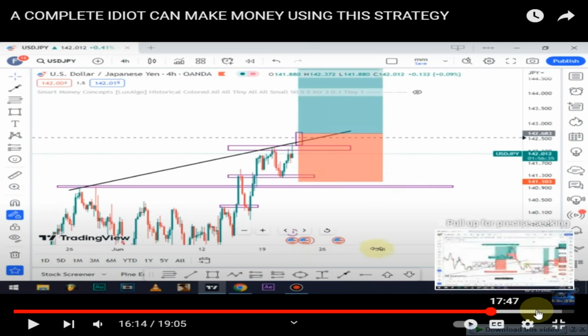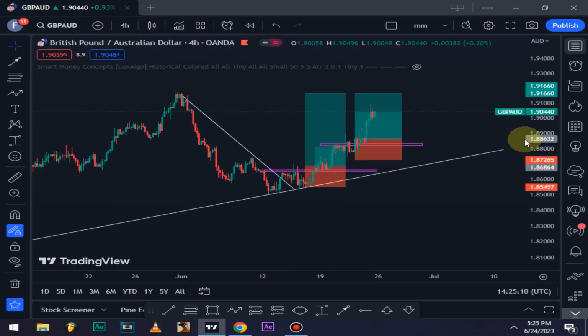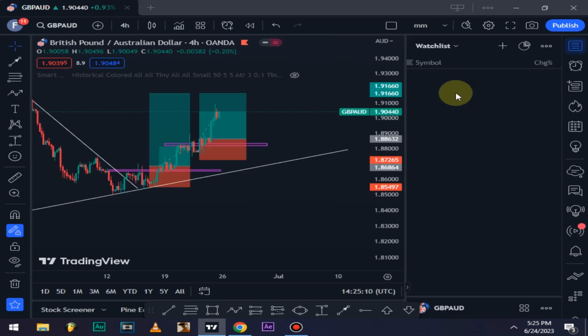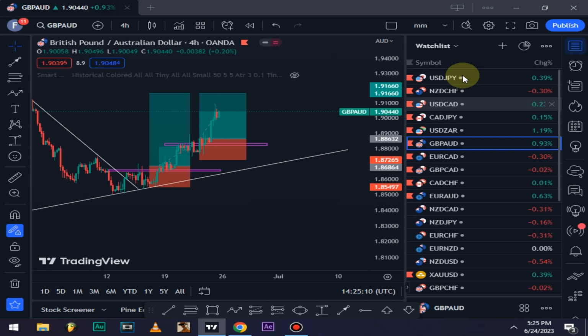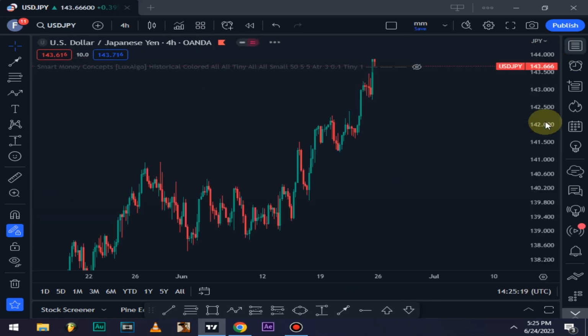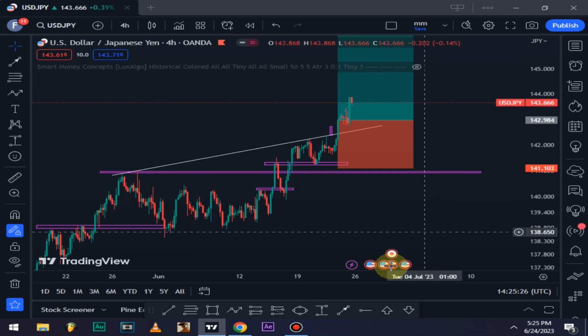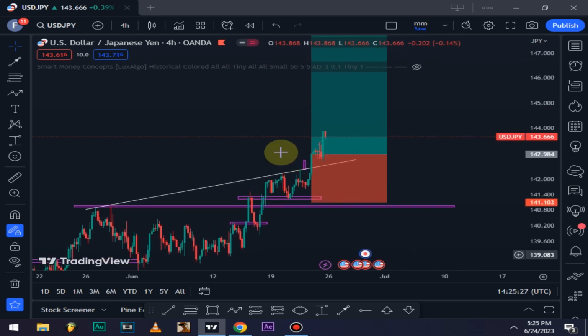So that is before that played out. I'm going to show you the same pair, USD JPY, currently what's up. All right, so where we are, here we go, baby. Now look at this, guys. Now look at this. Crazy, gang. So you can see that price broke out.